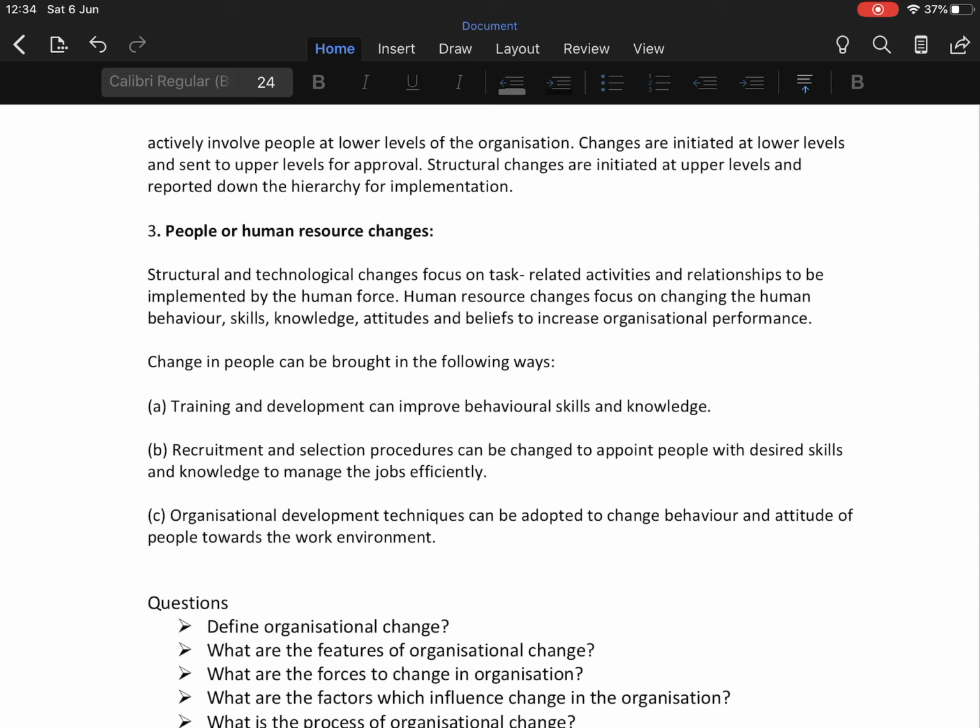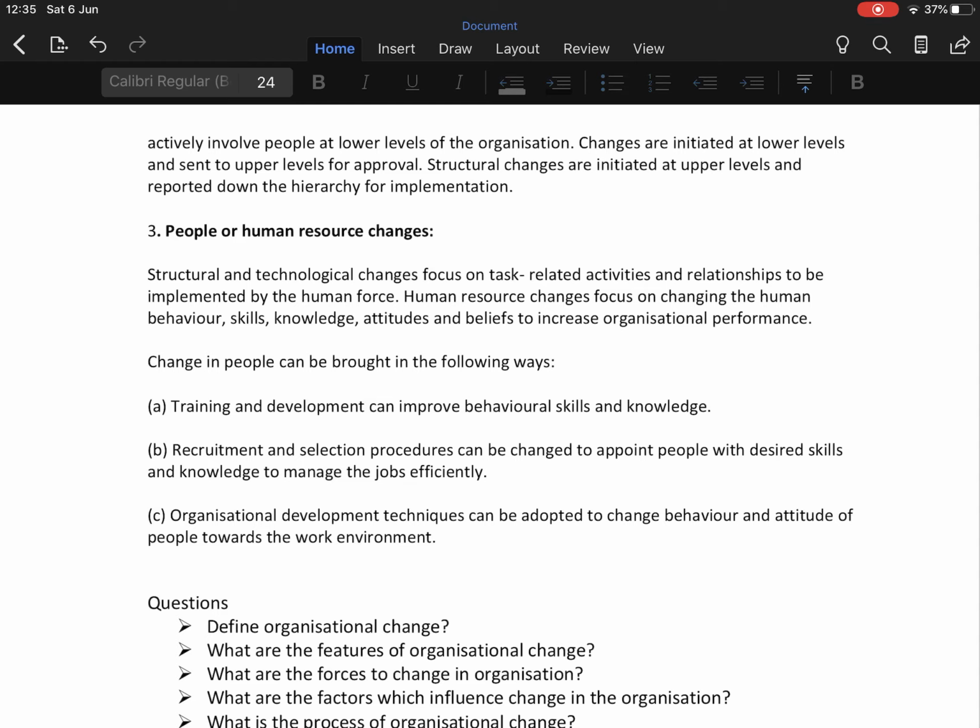While changing human skill, knowledge, attitudes, we can change organizational design. This can be done by training and development. We can change behavior and knowledge of the people. Then by recruitment and selection, by changing recruitment and selection of people, or by recruiting or selecting people with the desired skill and knowledge. Then organizational development techniques can be adopted to change behavior and attitude of people towards the work environment.